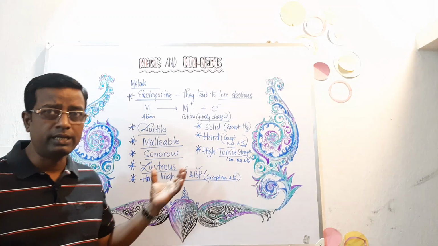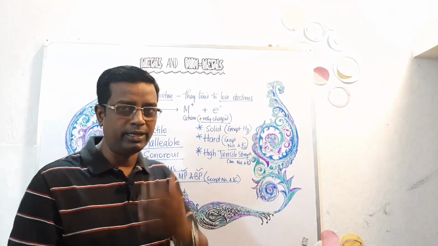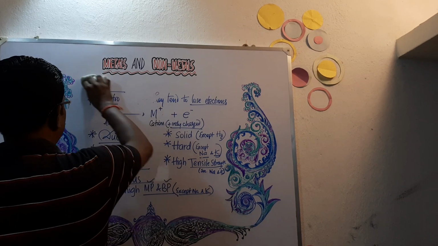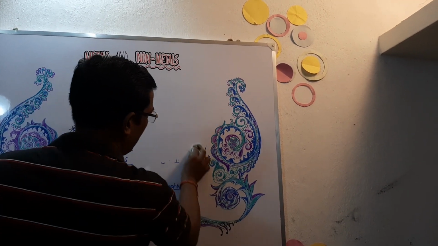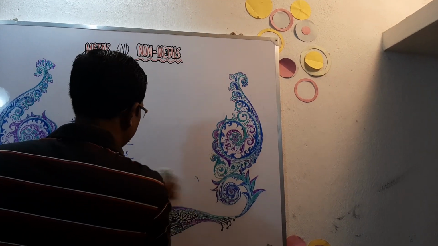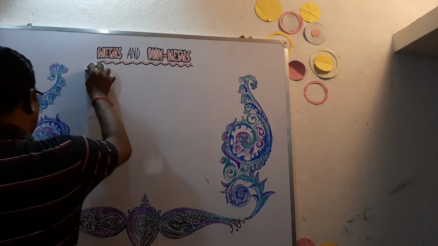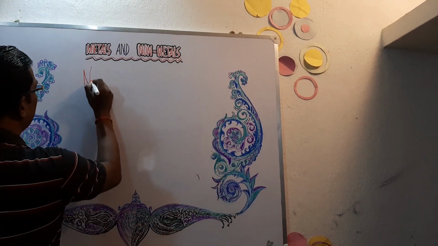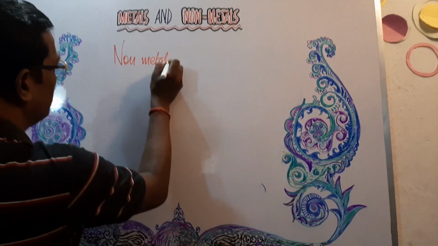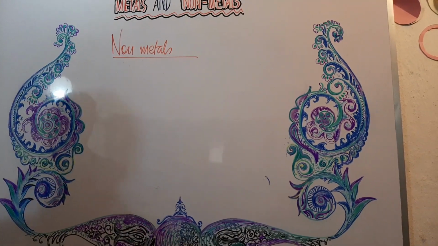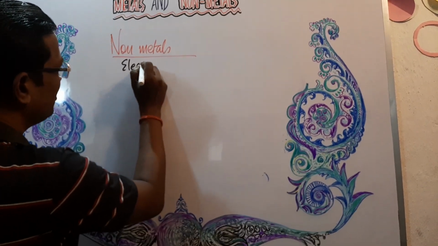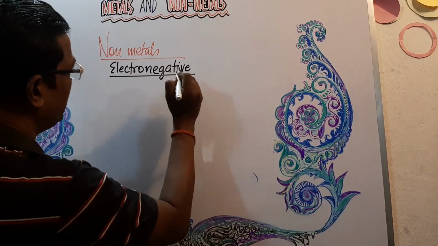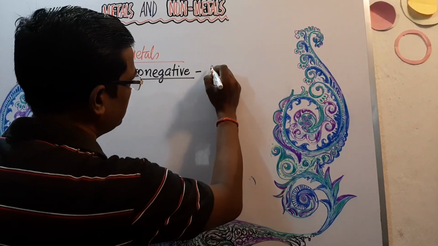So far we have discussed the metals. Now let's focus our camera on non-metals. Let's now start with non-metals. Now, as we have seen, metals are electropositive in nature, and non-metals are electronegative. That's very simple. They have a tendency to accept electrons.